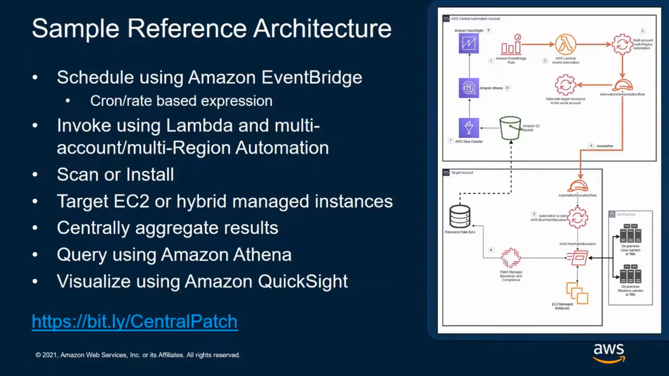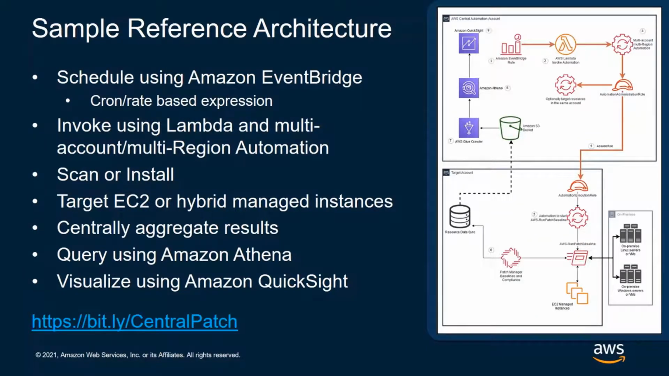Now, the main focus of the demonstration that we're about to go into will be covering this sample reference architecture. At the bottom of the page, there's a bit.ly link, which you can click in order to navigate to the GitHub repo where the sample reference architecture is hosted. This architecture is based off of scheduling using an Amazon EventBridge rule, which is going to be a cron or rate-based expression that you define. That is then going to in turn invoke an AWS Lambda function, which will kick off our multi-account and multi-region automation workflow.